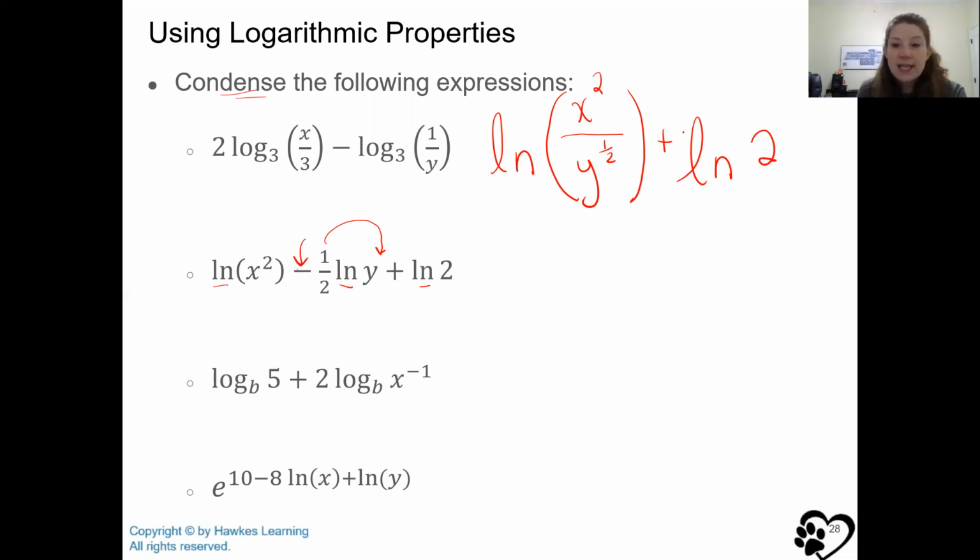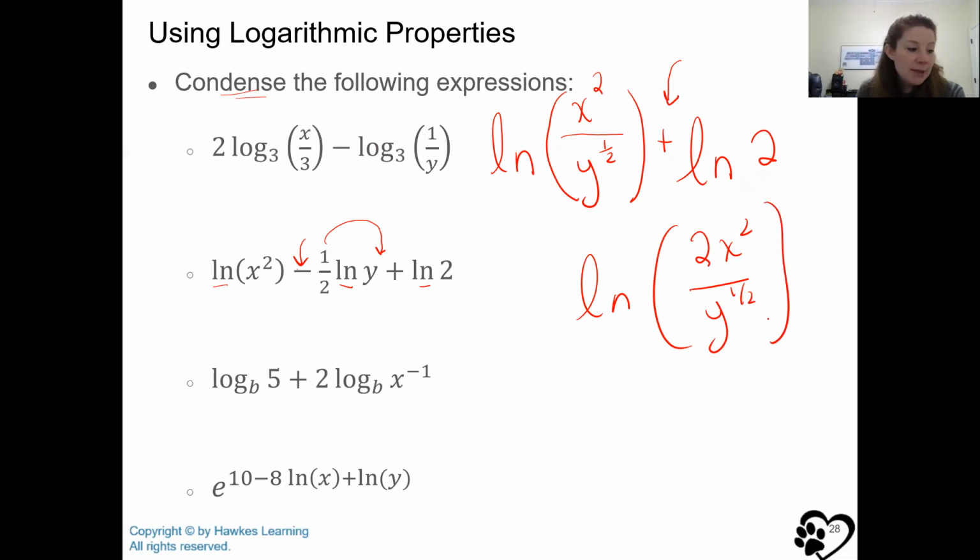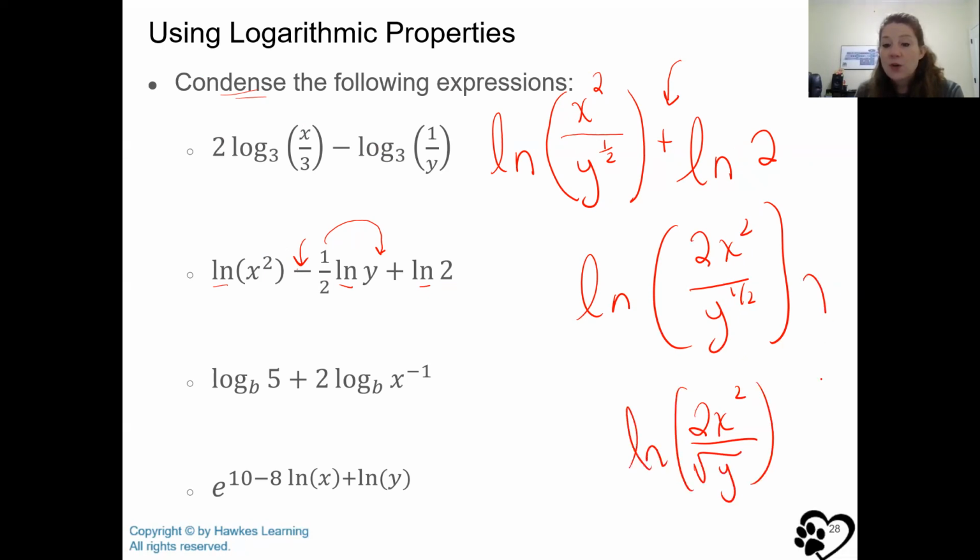So now when we see addition, we're going to multiply straight across. So x squared times 2 is 2x squared. And in our denominator, we have y to the 1/2. And we are absolutely allowed to leave it that way. We know that y to the 1/2 is the same thing as the square root of y. So if you guys ended up writing this, that's okay too. So these are equivalent and they're both absolutely okay. All right, so that was the second problem.